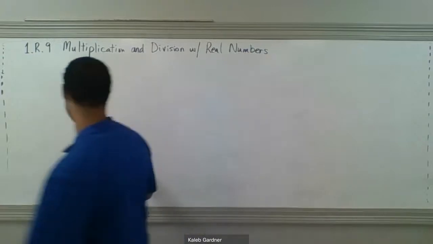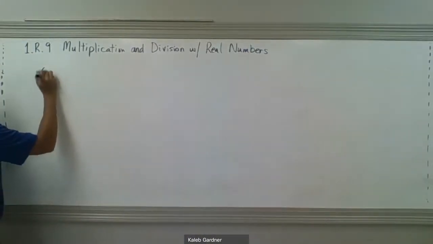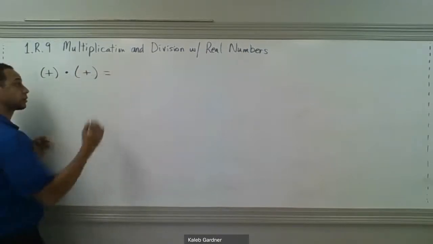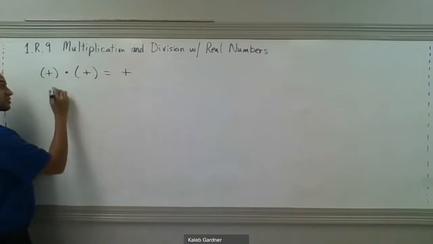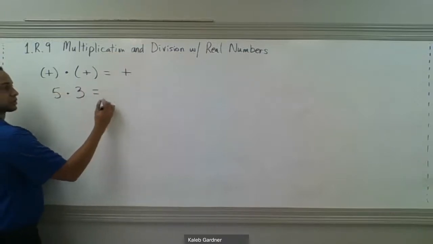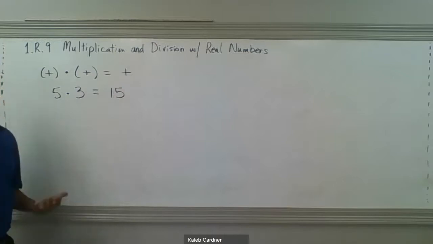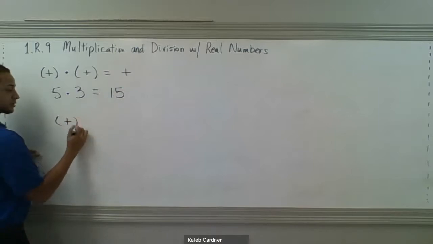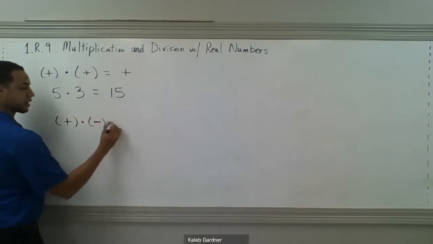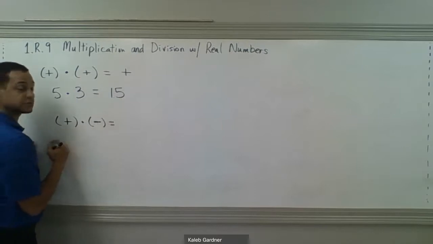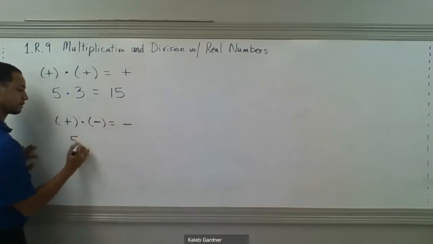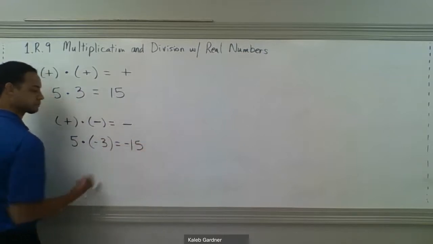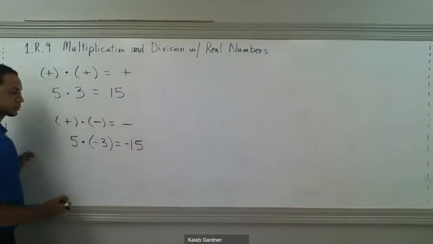So if we've got a positive times another positive, obviously that answer is going to be positive. As an example, 5 times 3 is positive 15. Notice everything stayed positive, nothing changed. How about a positive times a negative? Well, a positive times a negative becomes negative. Example, 5 times negative 3 is negative 15.